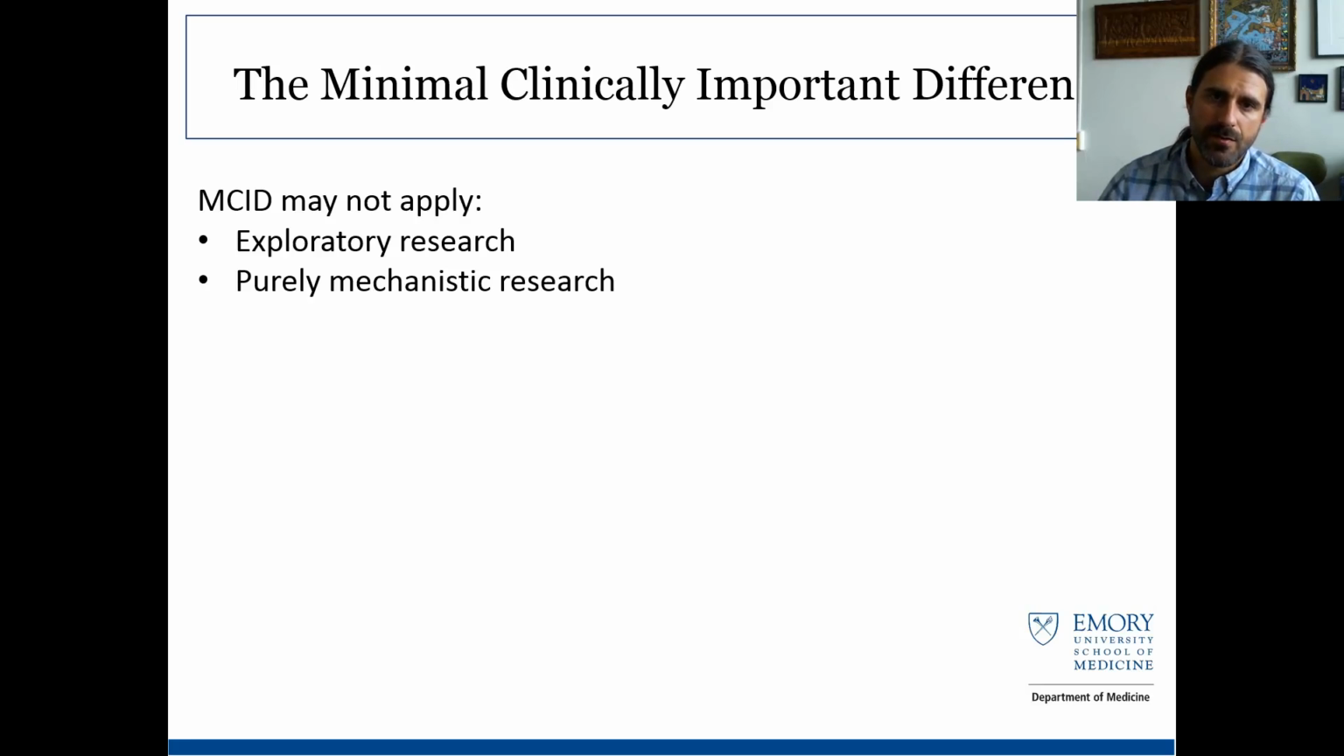I left this here as a note for myself to remind myself and everybody that MCID doesn't always apply in purely exploratory research. Of course, this isn't really looking at differences. Purely mechanistic research, which again is fairly exploratory. Sometimes the MCID is the subject of research, so your research can be engaged in looking at different scales, correlating them in order to establish some important differences, and what the important differences are.